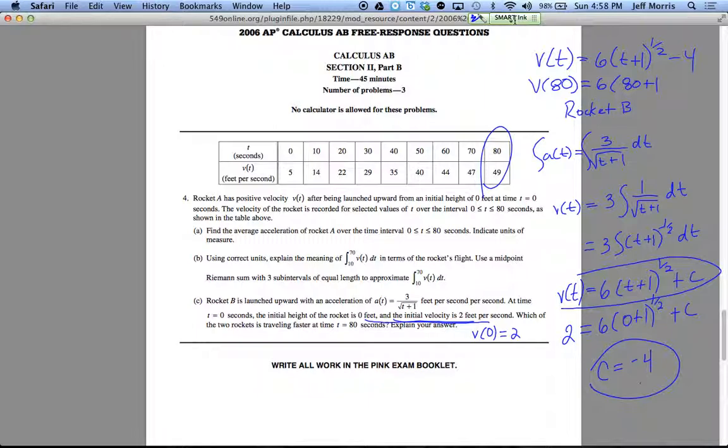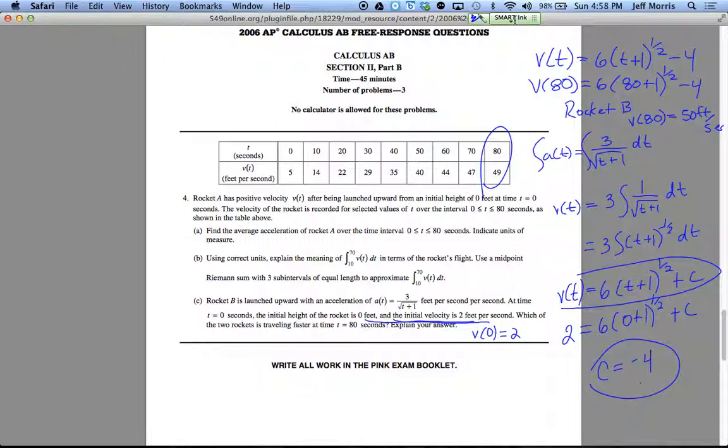80 plus 1, notice it's non-calculator. It's going to work out fairly nice. 80 plus 1, square root of 81, 9 times 6, 54 minus 4. What's the velocity for rocket B at 80? 50 feet per second. Which one's moving faster? Rocket B.